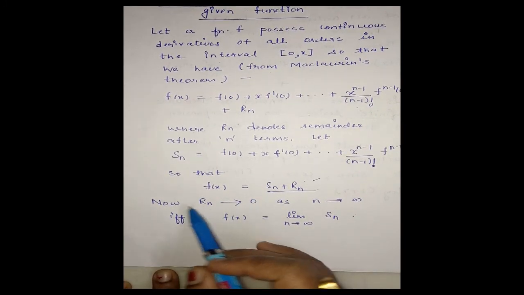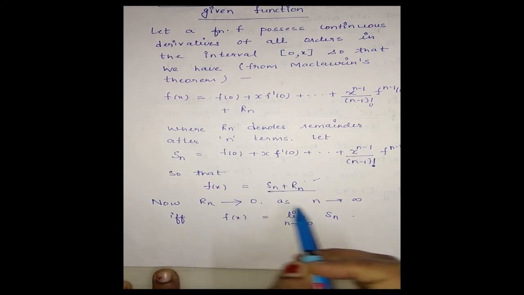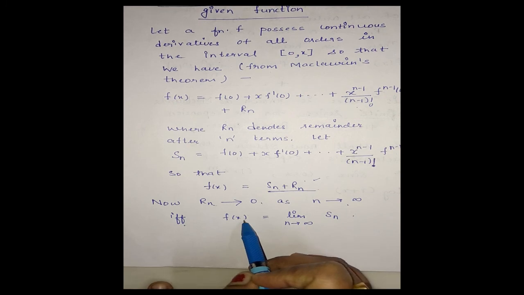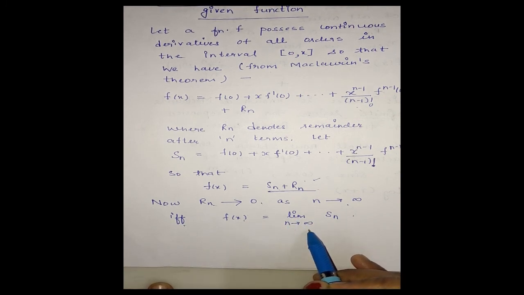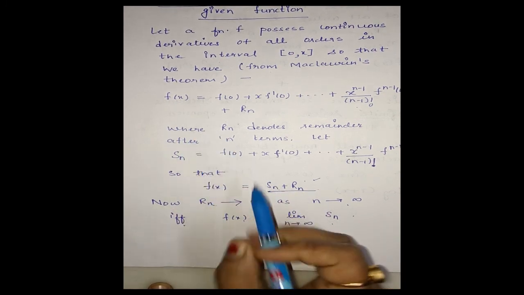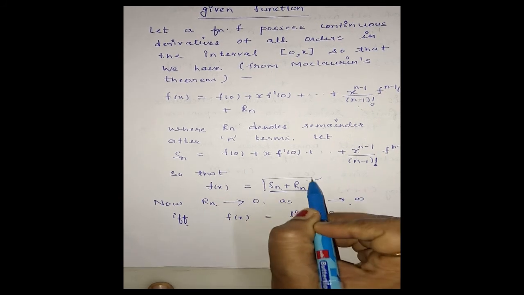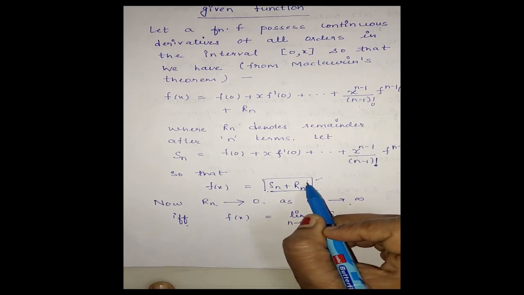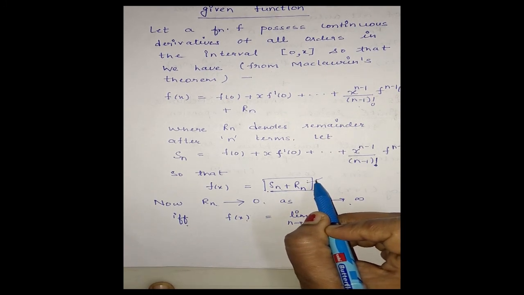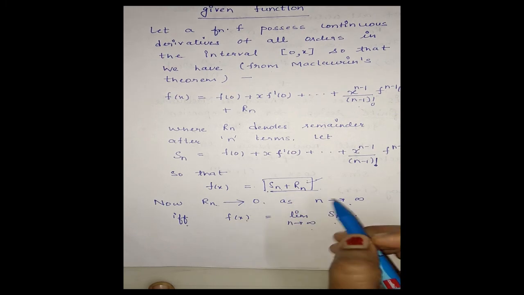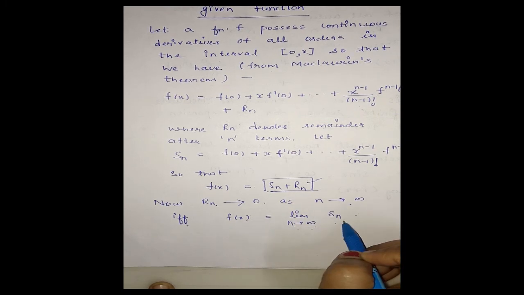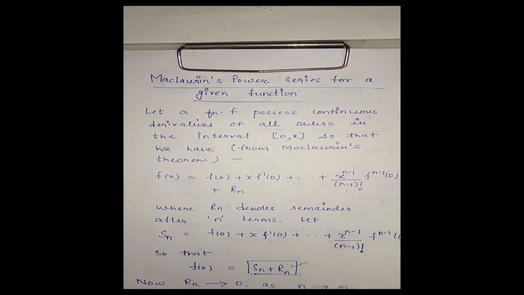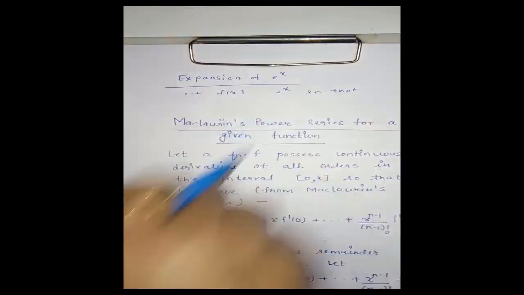Now, Rn tends to 0 as n tends to infinity if and only if f(x) is equal to the limit as n tends to infinity of Sn. Now f(x) is equal to Sn plus Rn. Taking the limit as n tends to infinity, Rn tends to 0 as n tends to infinity if and only if f(x) is equal to the limit as n tends to infinity of Sn. Clear from this? Okay.